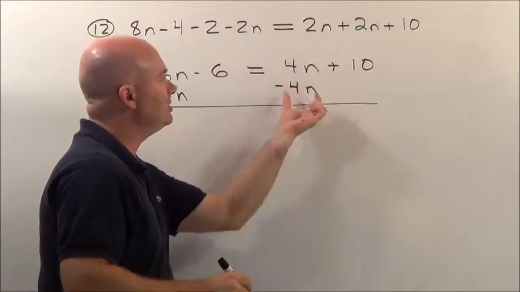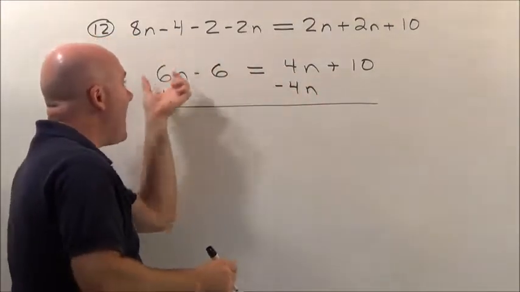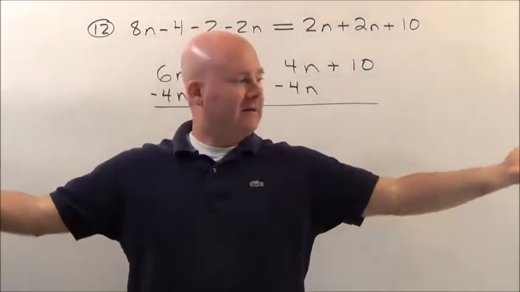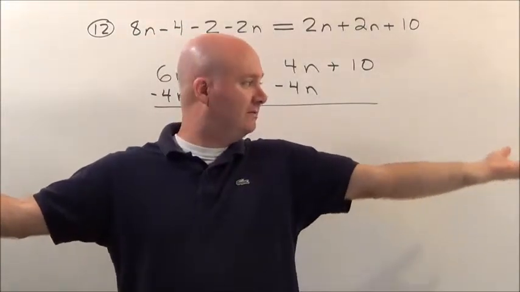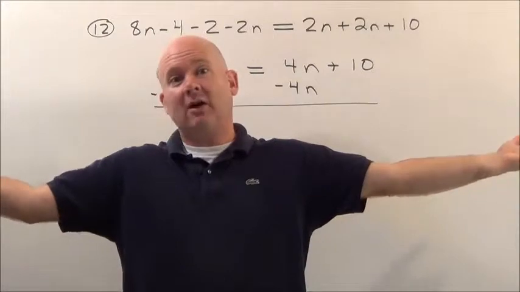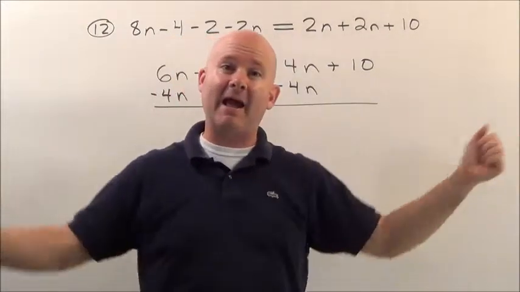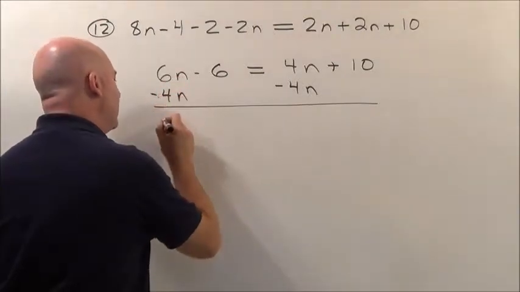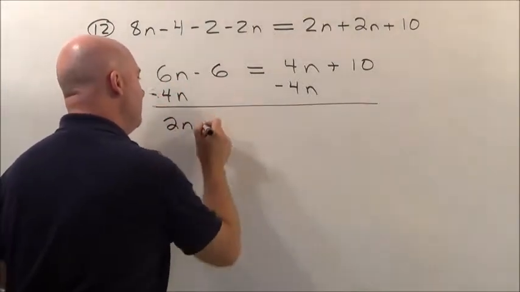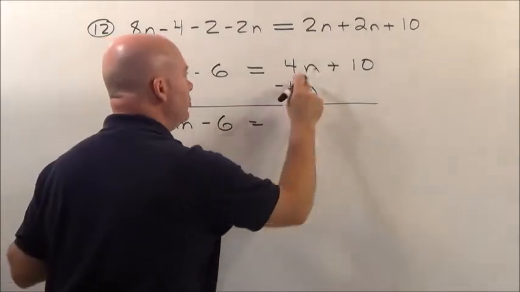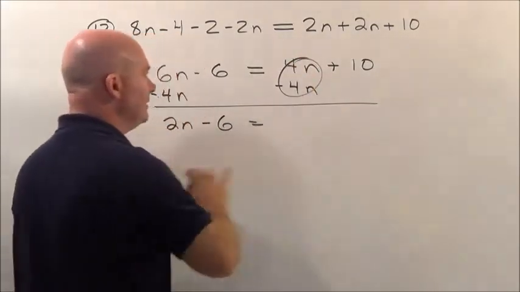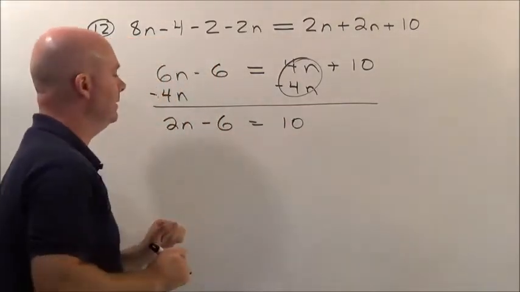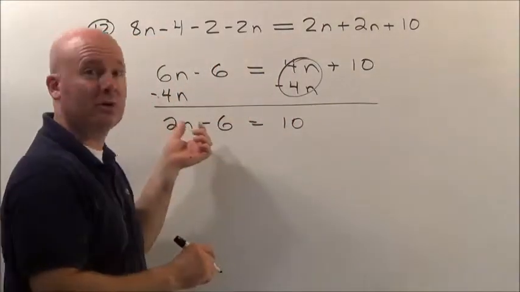Again, whatever I do to the right side of the equal sign, I have to do to the left side to keep it balanced. I've said this before. If I got a scale here and you take off 10 pounds on this side, you better take off 10 pounds on this side so that it stays balanced and equal. So we took away 4n. 6n, take away 4n, that's 2n minus the number 6 equals, over here, 4n, take away 4n, gone, 0. 0 plus 10 is 10. So I've gotten all my variables over here on the left.